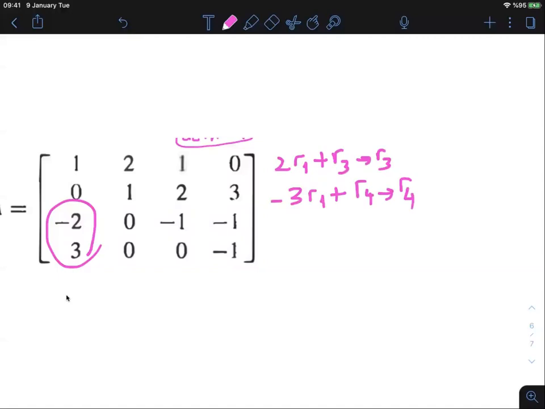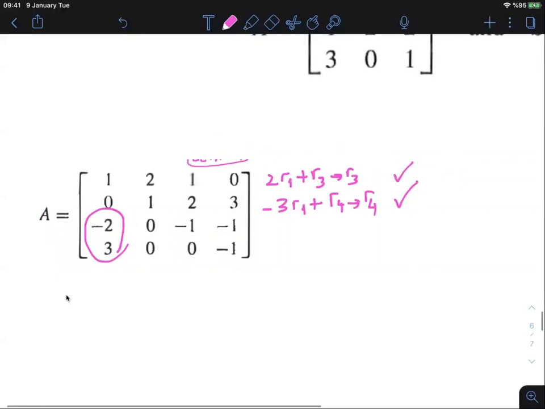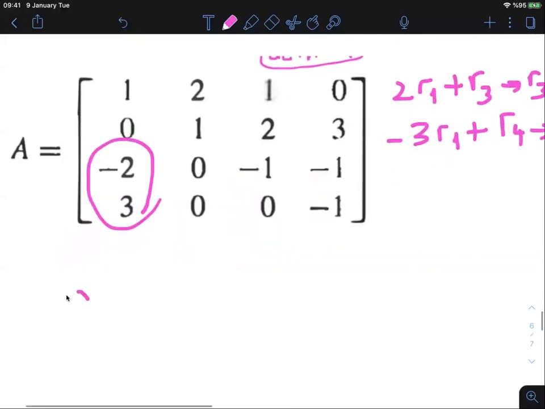So if you do that, what do we get? Both of these operations do not change the determinant, right? This one doesn't change the determinant. This one doesn't change the determinant. So the determinant of A is the same as this determinant.